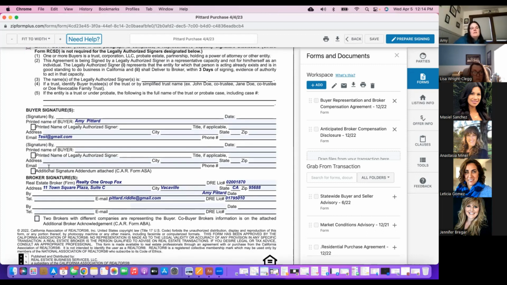If you were doing more than 2 buyers, notice there's only 2 lines for buyers here. If you have more than 2 buyers, you would include the ASA form, the additional signature addendum form. And that would be for buyers 3, 4, and 5.